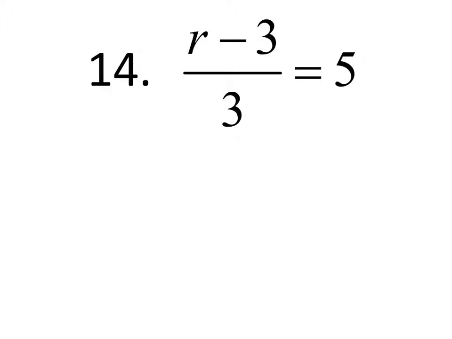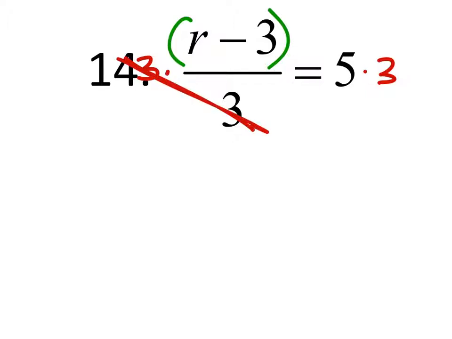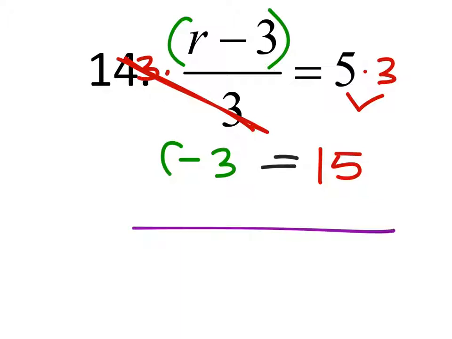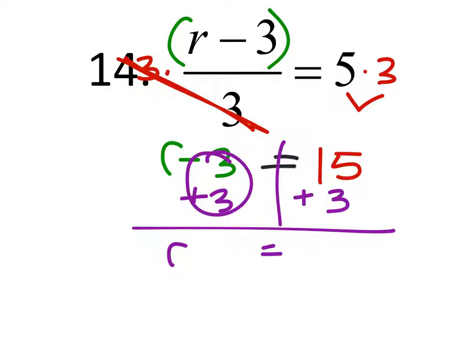Number 14. Here we have a denominator of 3. This is r minus 3, all of that over 3. So to get rid of the 3 in the denominator, we can do the same thing like we've been doing on these fractional type problems: these 3's will cancel out here. We're left with the r minus 3, but now it equals 5 times this 3, which is 15. Well, this one's not too bad, because to solve for r, there's no coefficient for r, so we'll just have to add 3 to both sides. Again, that cancels these out, making it a 0. r equals 18.